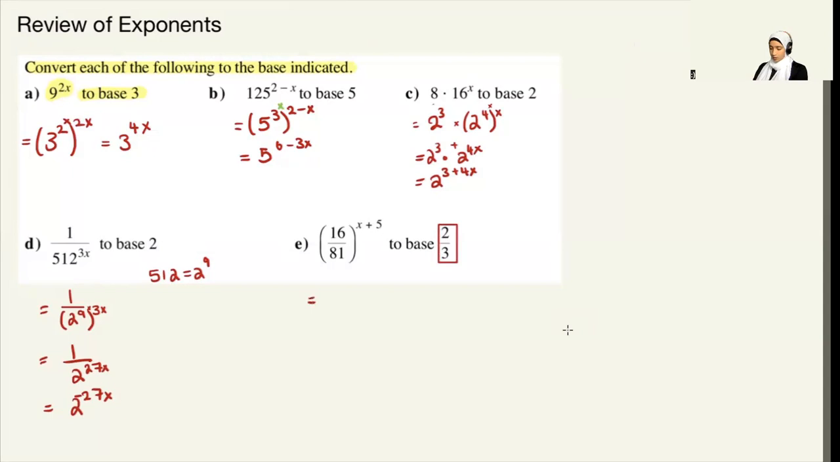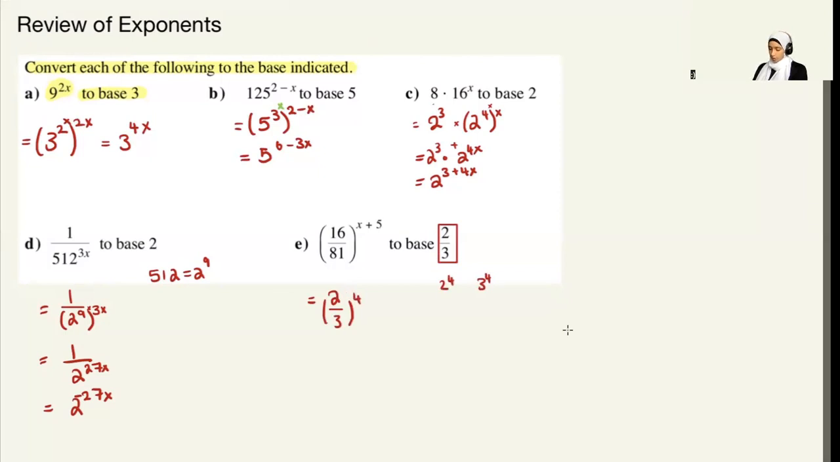Now, remember, we already said that 16 could be written as 2 to the power of 4. So we're going to go 2 to the power of 4 all over 3 to the power of 4, because 81 could be written as 3 to the power of 4. And so we can see that they're both going to have an exponent of 4. So we can write it as 2 over 3, to the power of 4. I don't actually have to write 2 to the power of 4 all over 3 to the power of 4, because I'm trying to have that one base, the power of something. So instead, I just keep that 4 outside, right? And it becomes power of a quotient.